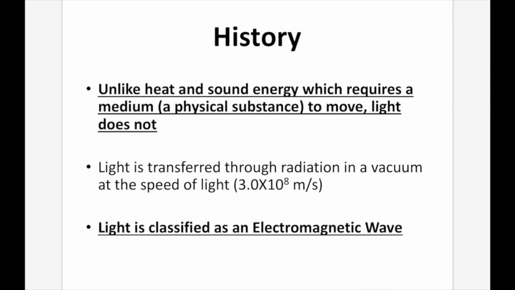So unlike heat and sound energy, which require a medium, a physical substance like air or water to move through, light does not, which is really good because light needs to travel through empty space. And if it needed a medium to travel through, it wouldn't be able to go from the sun to Earth. Light is instead transferred through a process called radiation at a speed of 3.0 times 10 to the 8 meters per second. Light is also classified as an electromagnetic wave.